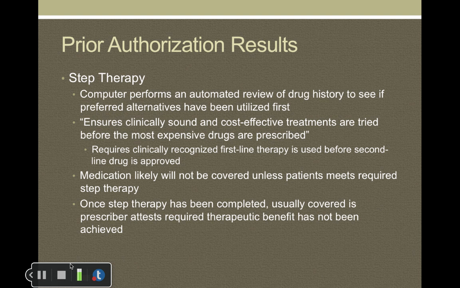And so what that's requiring is clinically recognized first-line therapy, so drugs that we have evidence of benefit, as well as drugs that are generally cost-effective being used before that second-line drug is approved. So 9.9 times out of 10, that medication will not be covered unless the patient meets the requirements of the step therapy, so they've tried 2 generic NSAIDs before Celebrex will be covered, for example.